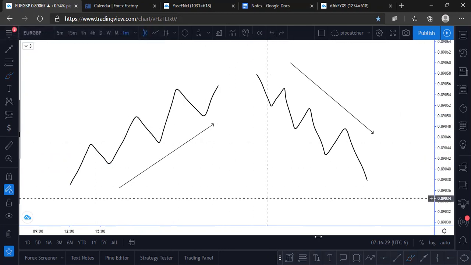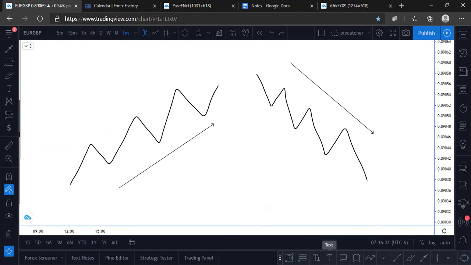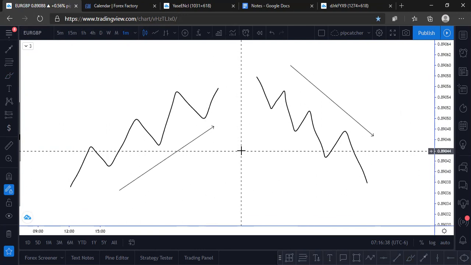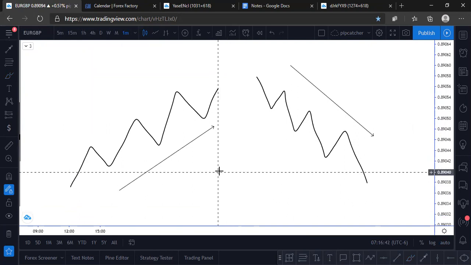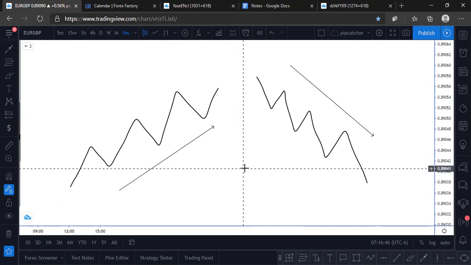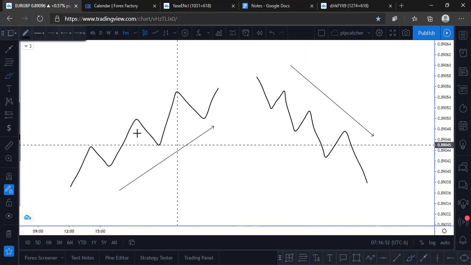So an expansion occurs when there is an impulse movement towards a direction, right? And usually intended in higher time frame directions. And your retracement is going to be your correction movement after the impulse has been made.